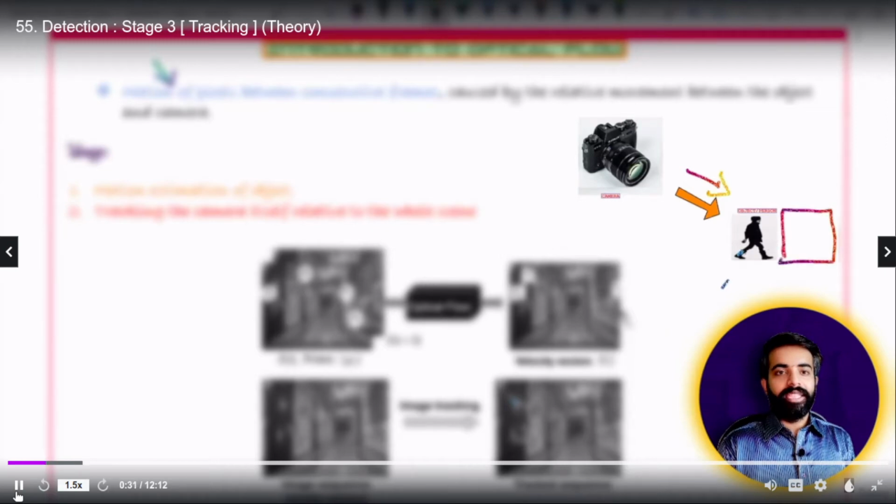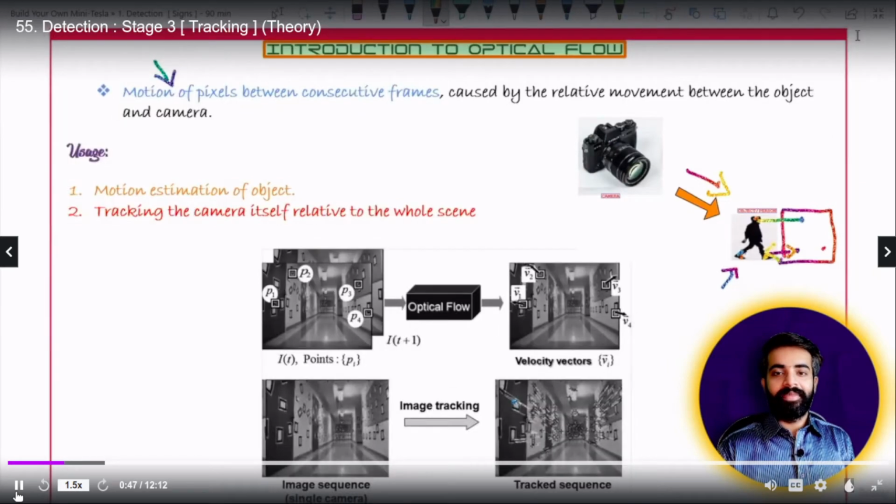For example, if we want to track this particular person, all we need to do is choose specific pixels on this person that we need to track in the consecutive frames. Once we have estimated their motion between those frames, we can compute the relative movement between that person and the camera. So this was the theory behind optical flow. Its usage is very simple: we can estimate the motion of objects and also track the camera itself relative to the whole scene.